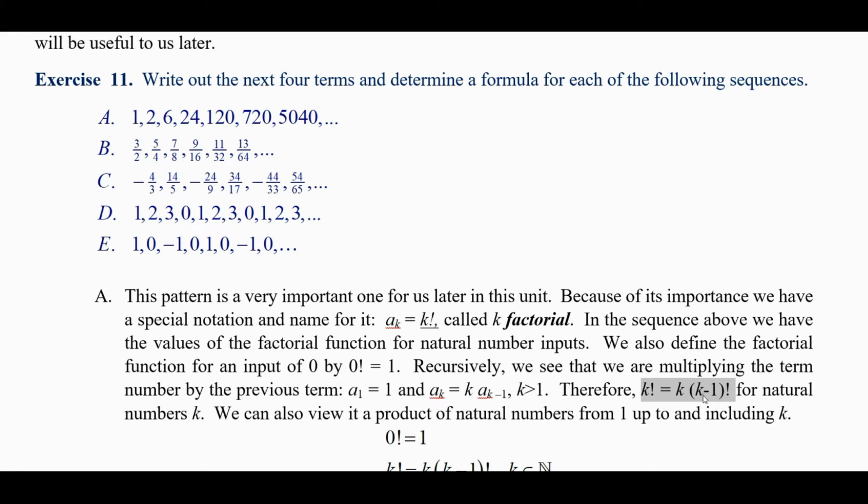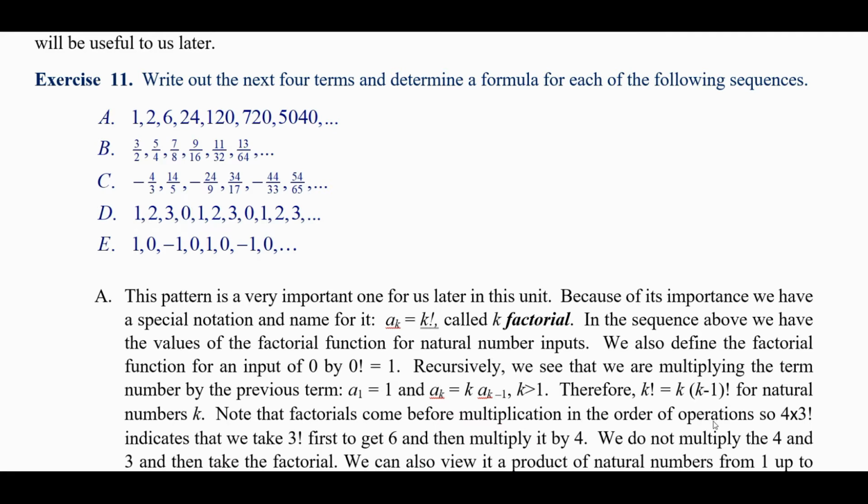And one thing I want to point out about this is order of operations. Because of the parentheses, we'll do k minus 1 first. But factorial takes precedence over multiplication. So you don't multiply the k in the k factorial, and you don't multiply the k in the k minus 1 and then do a factorial. You do the k minus 1 factorial and then times the k. So for example, 4 times 3 factorial means take the 3 factorial first, which turns out to be 6, and then multiply it by 4. We do not multiply the 4 and 3 first, get 12, and then factorial.